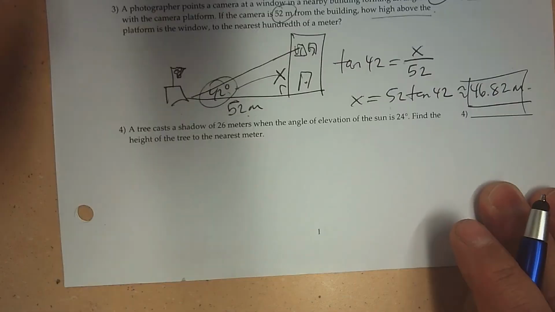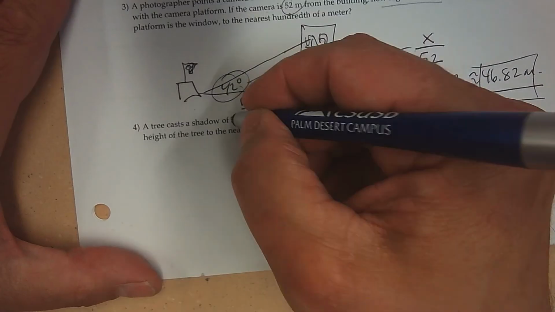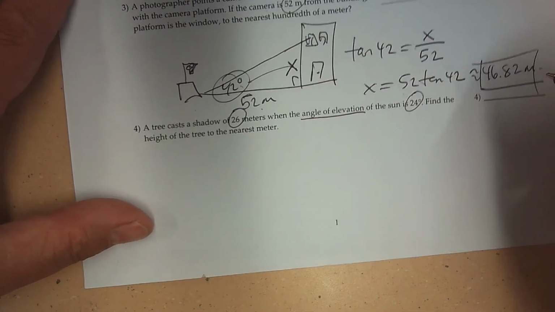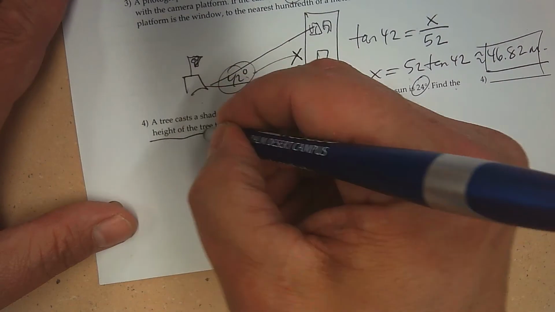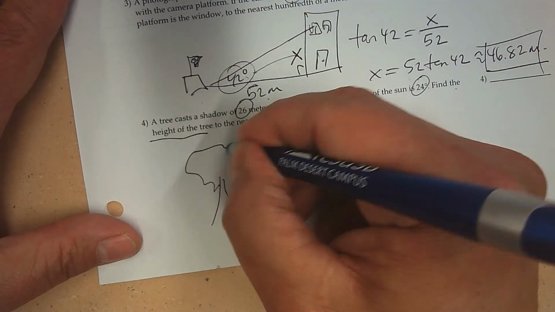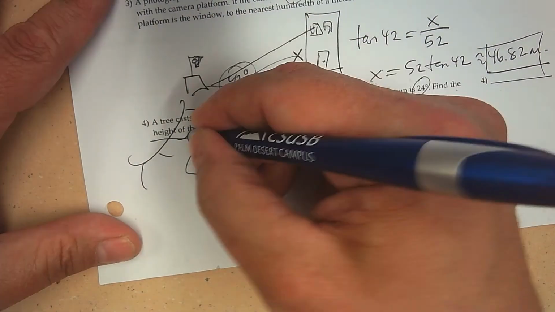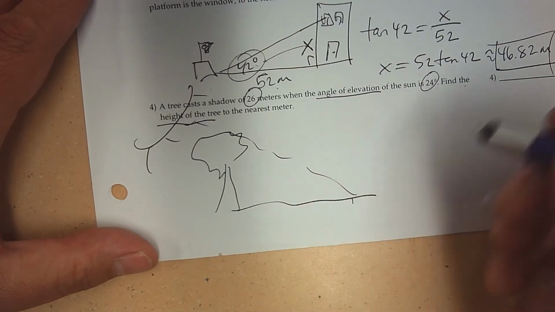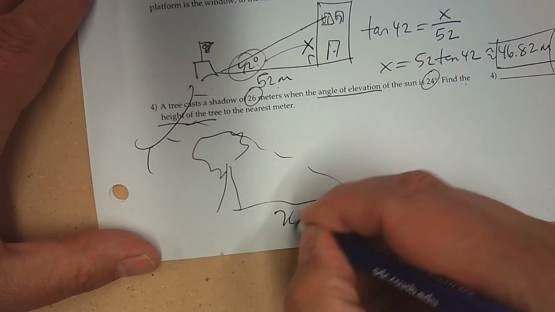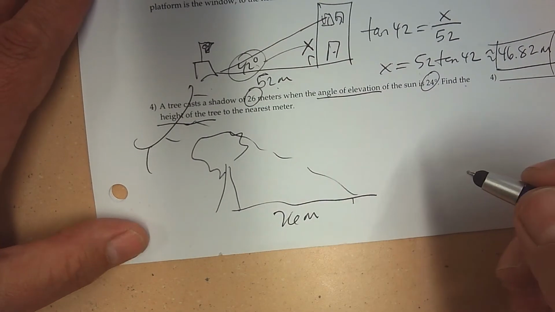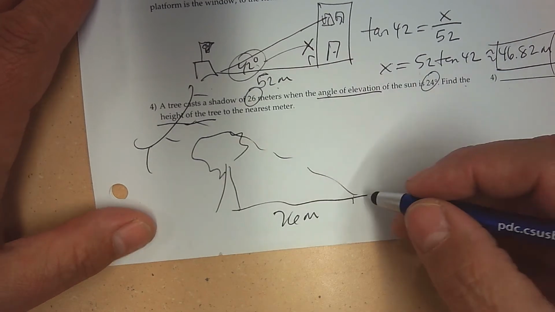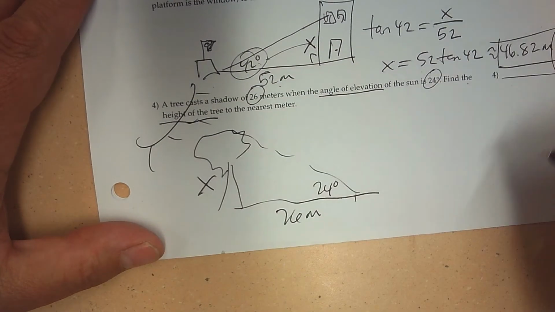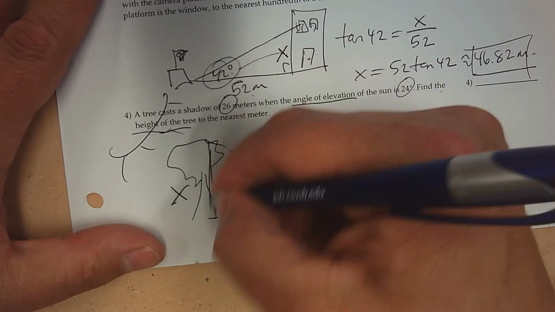Number 4, a tree casts a shadow 26 meters when the angle of elevation to the sun is 24 degrees. Find the height of the tree. Here you have the information you have. A tree casts a shadow of 26 meters. That's along the ground. We know the angle of elevation from the shadow up to the sun, from the ground up, is 24 degrees. And then I need to find the height of that tree. So do you see the right triangle there?